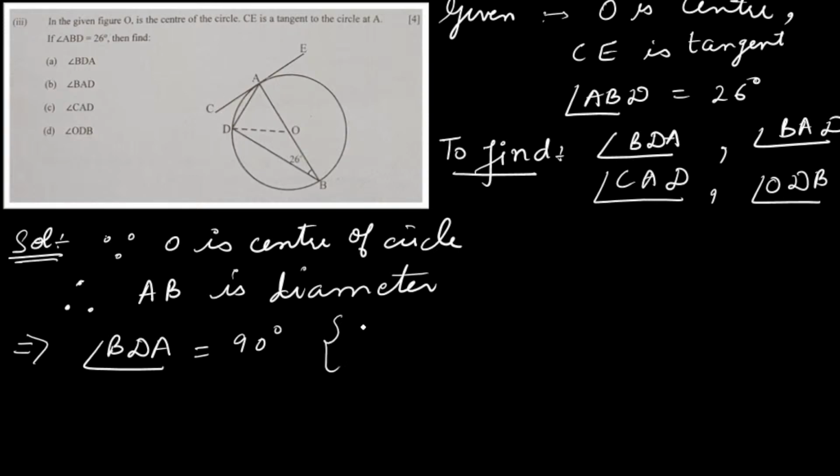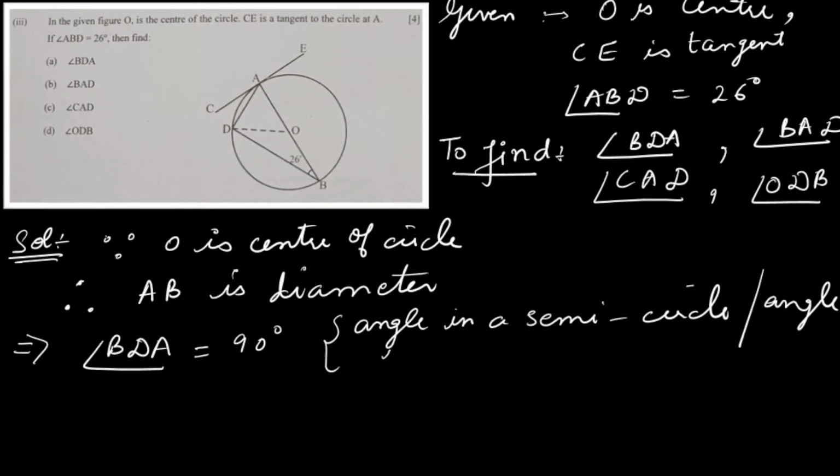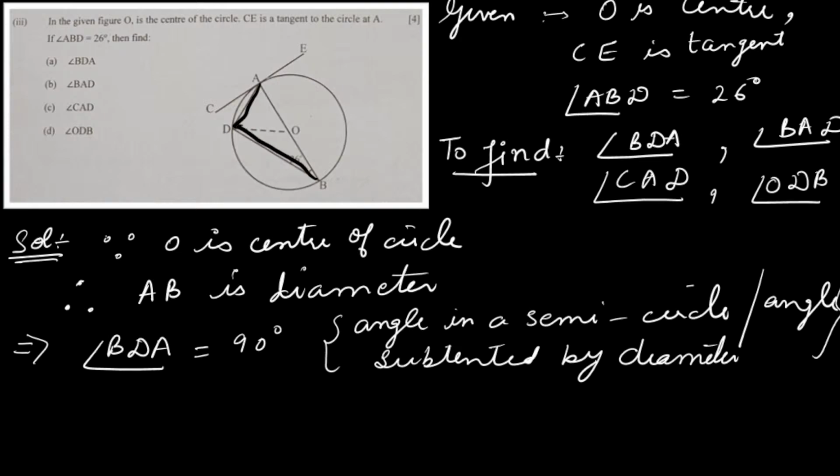The reason is: angle in a semicircle, or angle subtended by diameter, anything is fine. You also have to write the reason. If you see the end points of a diameter, they make one angle on the circumference of the circle. That angle is the angle subtended by diameter. It should be on the circle, and that angle is always equal to 90 degrees. So the D angle we found is equal to 90 degrees. First one, BDA is 90 degrees.